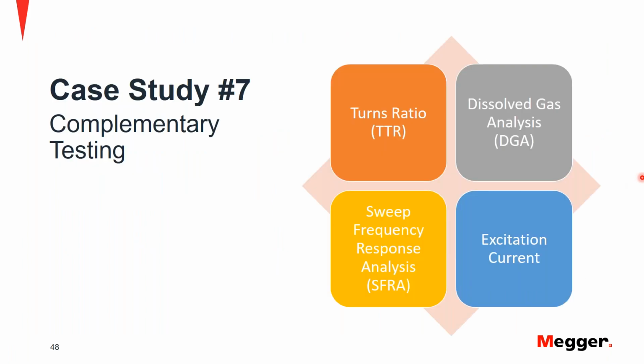Now, let's move on to our last case study. This case study will deal with complementary testing. And by that, what I mean is how can we use information from other tests as well and then correlate that with winding resistance measurements to get a full assessment of our transformer winding. So you know that there are several other transformer testing techniques for windings: you have turns ratio, we have dissolved gas analysis for oil filled transformers, then of course you have sweep frequency response analysis, also known as SFRA, and excitation current. So all these are complementary tests that are performed in addition to winding resistance to gain a better understanding of the status of your transformer winding. So let's understand how that is done.